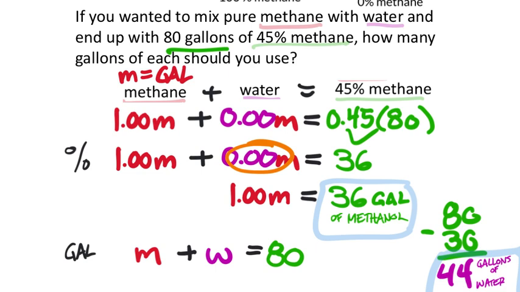Now again, you can check: 1 times 36 plus 0 times 44, really 0 times anything, equals the 36. And then down here, the methane plus the water, 36 plus 44, boom, 80. So it checks out both ways, and we have our answer there.